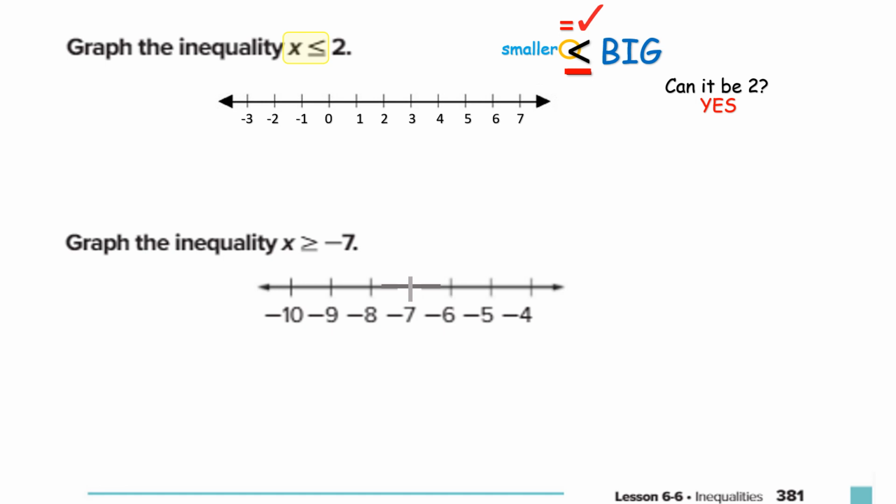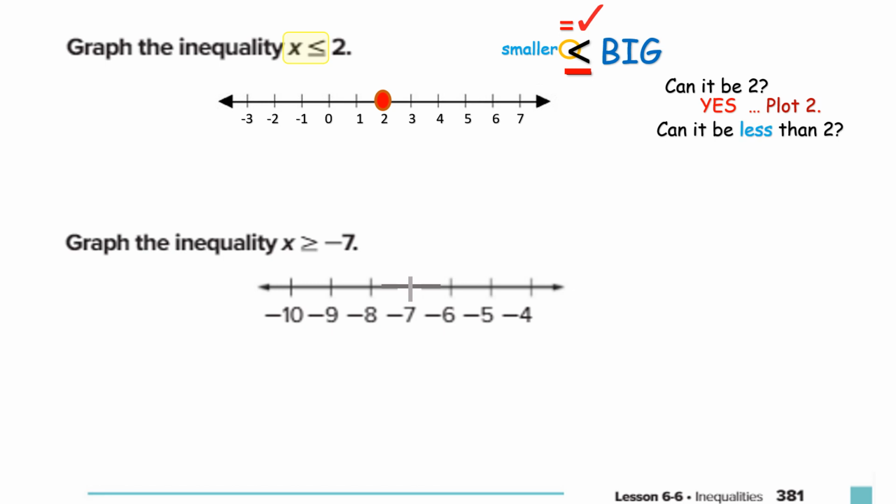So therefore, I'm going to plot it. Now, if it's not underlined, if it's just greater than or less than, then I just put a circle where that number is that's given in the inequality. However, since it is underlined and it could be equal to, we're going to plot it. Not only am I going to put a circle, but I'm going to fill in the circle. So I find where the 2 is on the number line and I plot it. I fill it in.